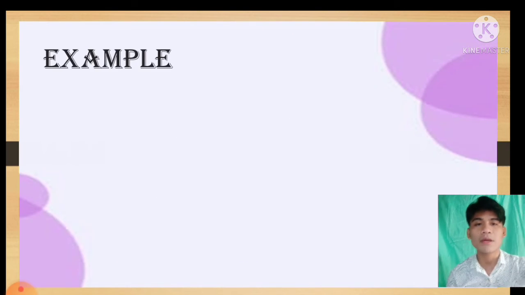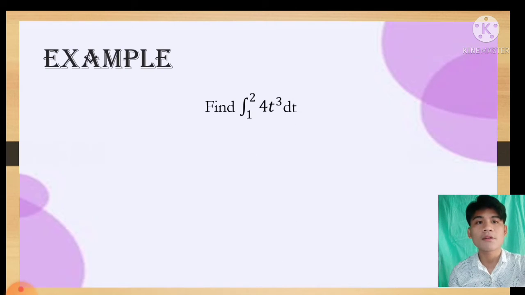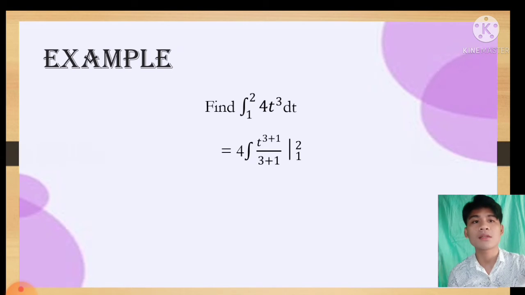So first, we have this first example: find the integral of 4t raised to the power of 3 from 1 to 2, dt. First, we exclude the constant, which is c, and then, as you remember, in a definite integral we apply property number 3. We add 1 to the exponent of our variable. So we have the integral of t raised to the power of 3 plus 1 all over 3 plus 1, from 1 to 2.